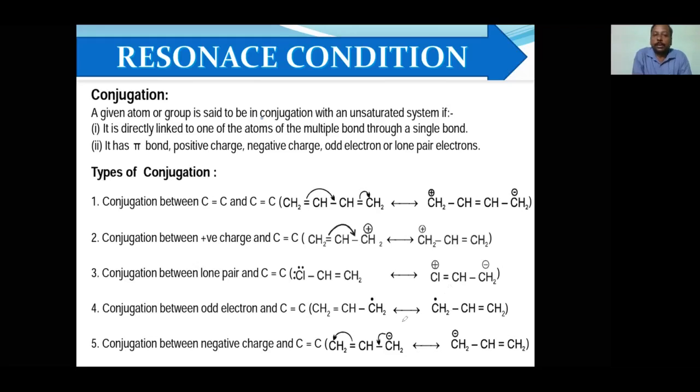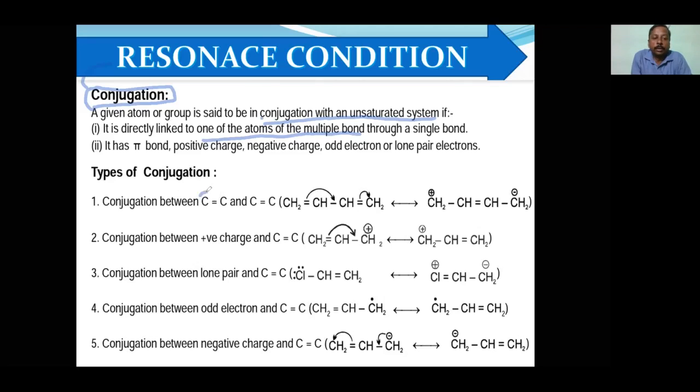So what is the condition for the existence of resonance? First of all, conjugation. The main reason for resonance is conjugation. A given atom or group is said to be in conjugation with an unsaturated system, unsaturated system meaning multiple bond, when it is directly linked to one of the atoms of the multiple bond through a sigma bond and has a pi bond, positive charge, negative charge, odd electron or lone pair. So these many types of conjugation are possible.